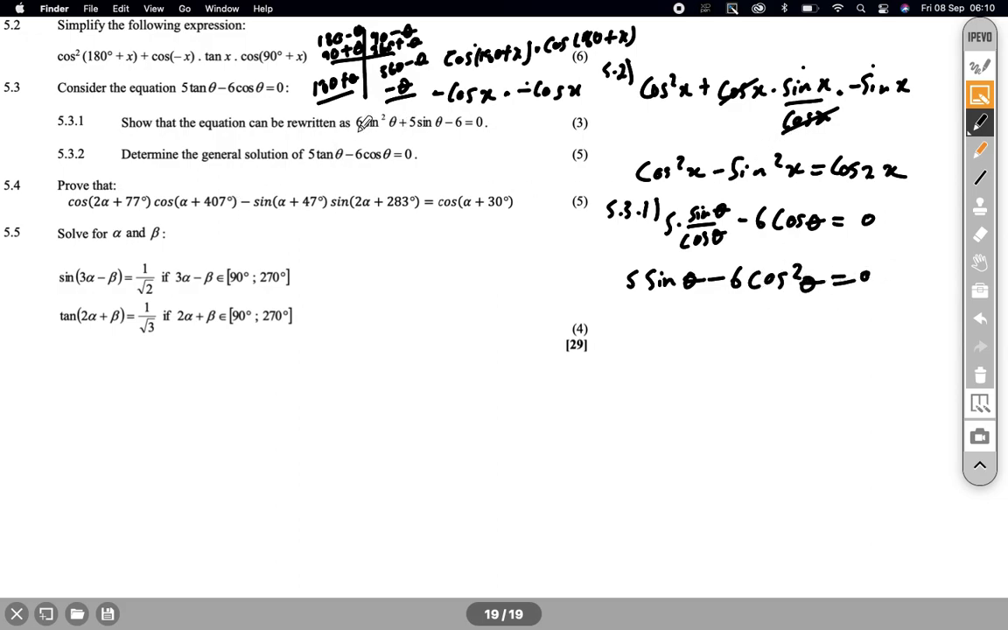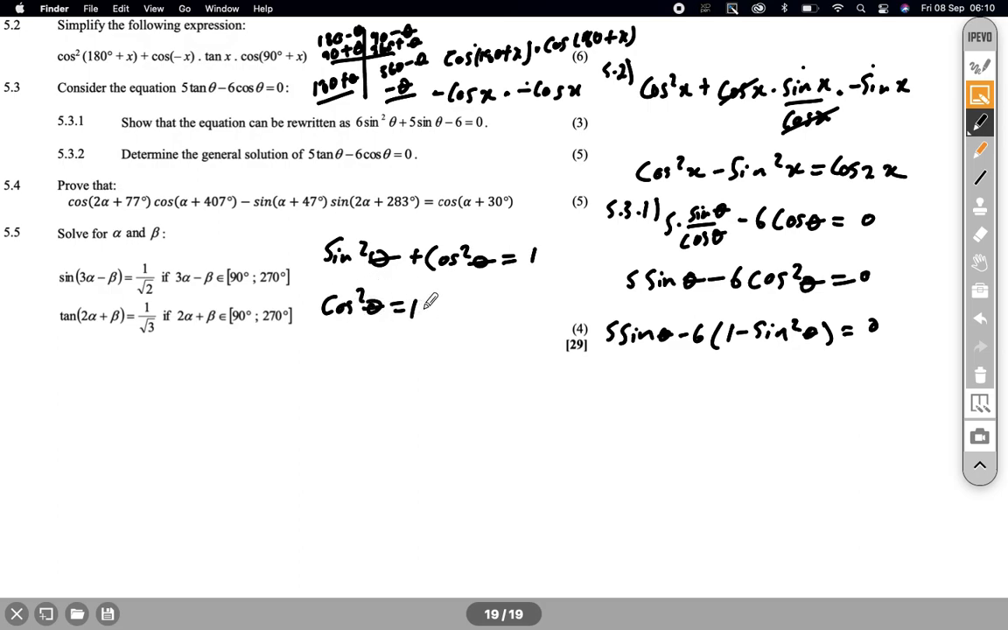But now remember, they said they wanted it in terms of sine. If you remember, you can rewrite cos squared as 1 minus sine squared. I hope you guys remember that from the Pythagorean identity, where sine squared theta plus cos squared theta equals 1. And then you transpose the sine squared theta to have cos squared theta. Remember this? This is what we're using.